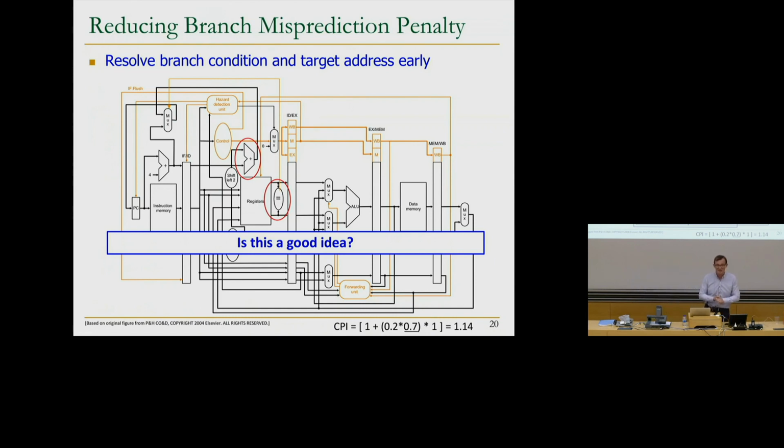So performance is not just about cycles per instruction. It's also about clock cycle time. Never forget that. You may actually reduce your cycles per instruction, but now you've added potentially something that gets in your critical path.